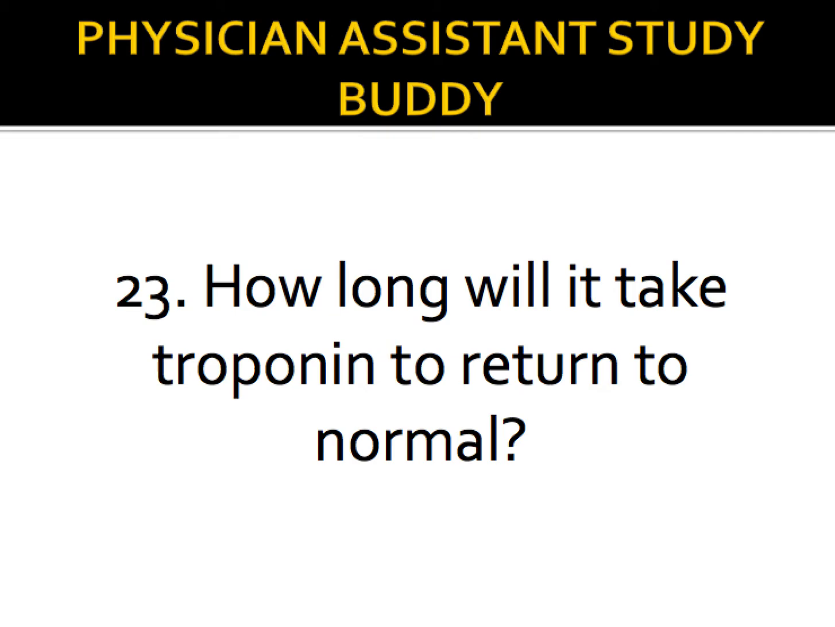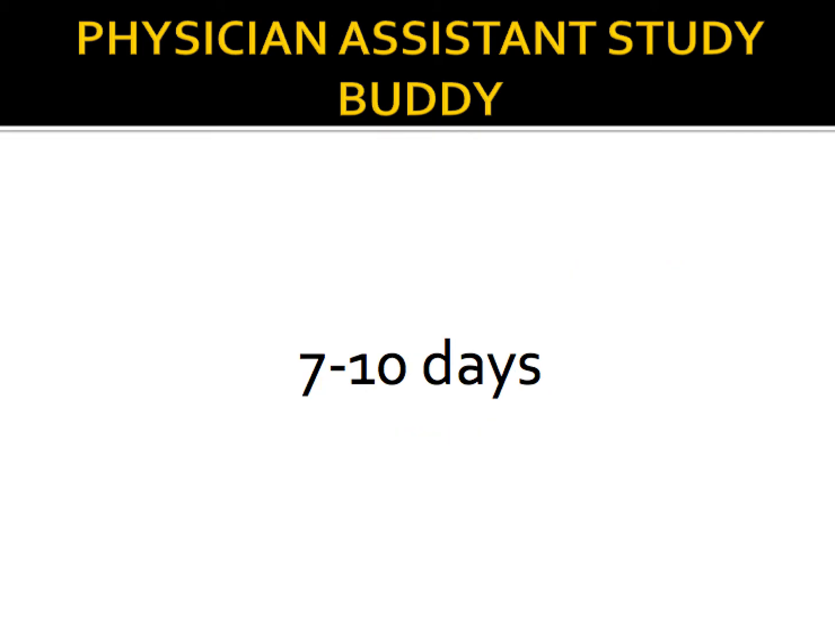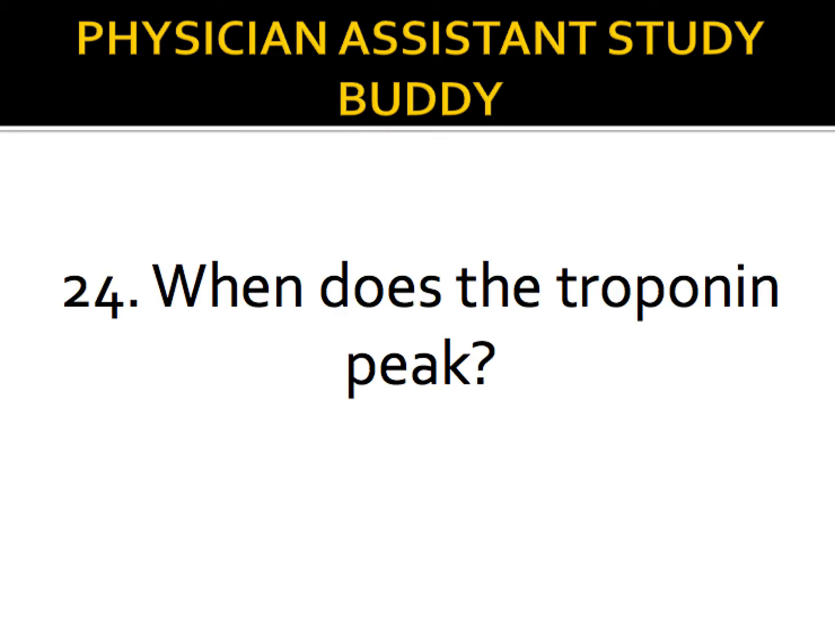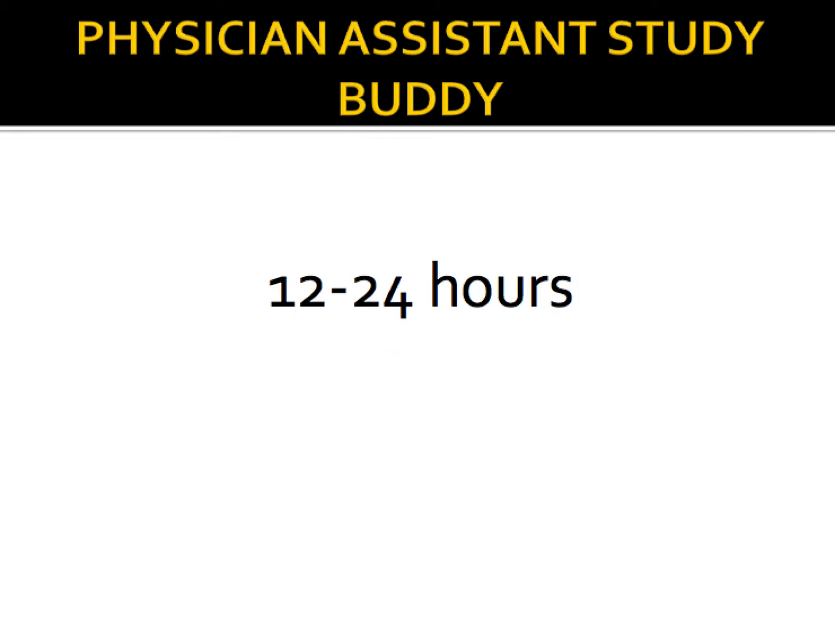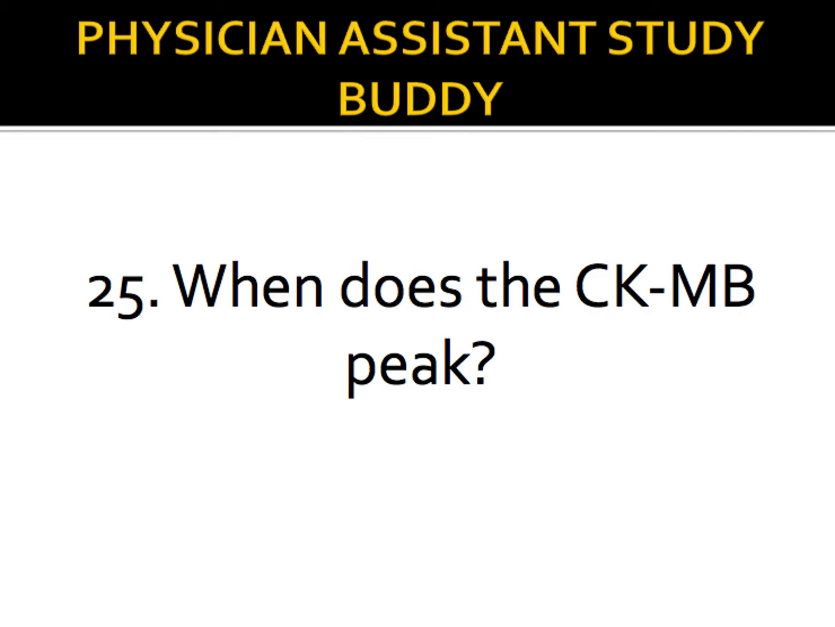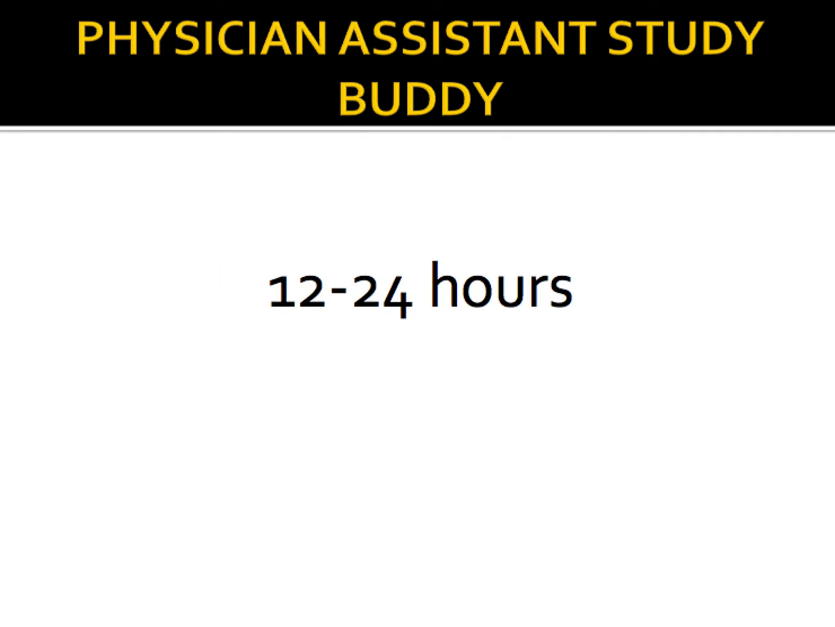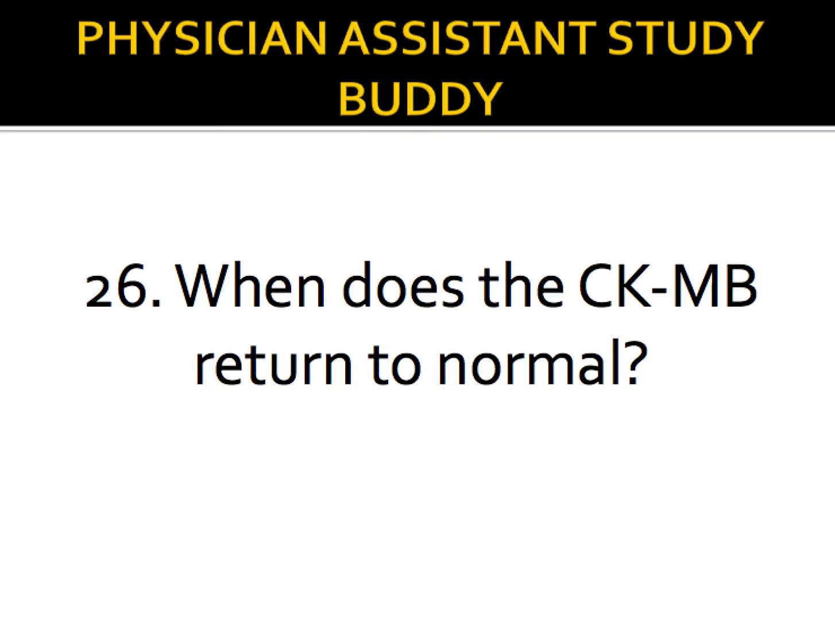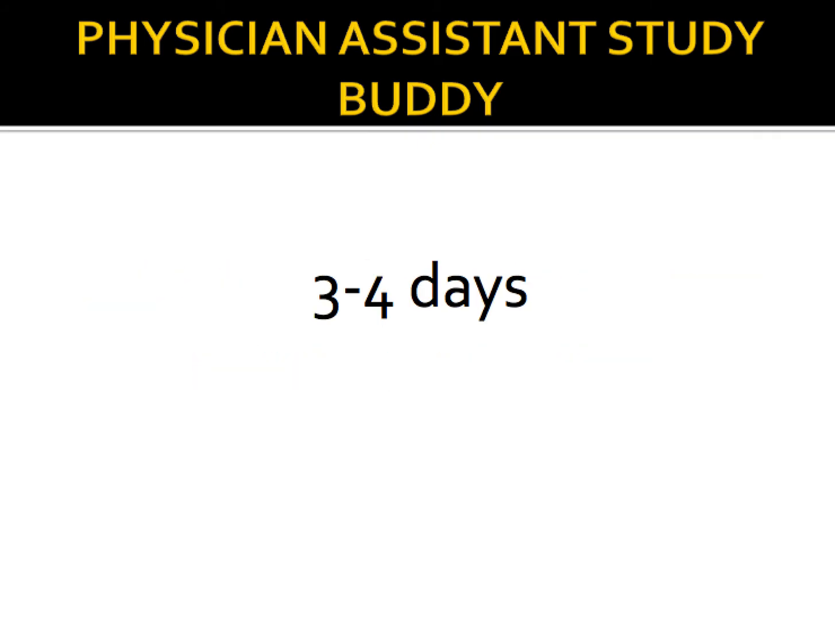How long will it take troponin to return to normal? Troponin will return to normal in 7 to 10 days. When does the troponin peak? Troponin peaks in 12 to 24 hours. When does the CKMB peak? Also 12 to 24 hours, just like troponin. When does the CKMB return to normal? In 3 to 4 days.